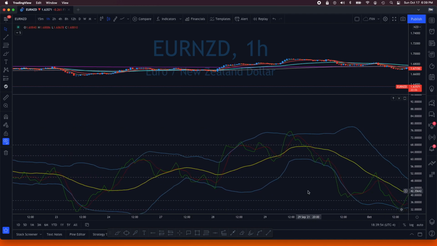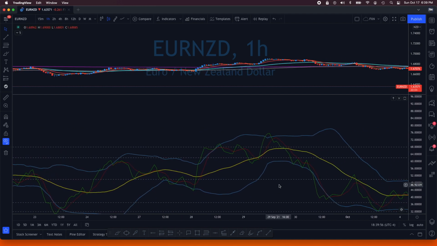Okay, same thing for here as well. Comes outside, overextends and has to come back in, crosses, boom. That's a good confirmation.